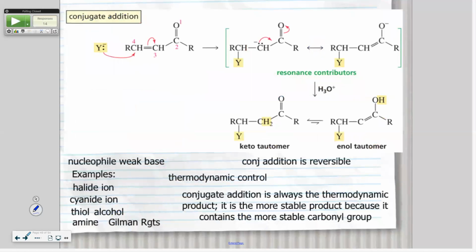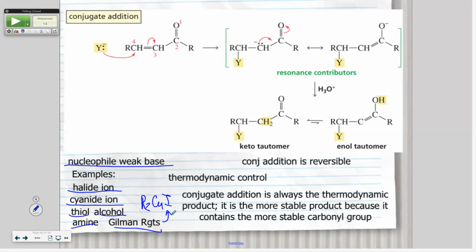Now, if you have a weaker base, examples of that are going to be halide ions, chloride, bromide, cyanide ion, that's CN minus, a thiol, an alcohol, an amine, and a Gilman reagent. Do you remember what that was? The copper thing. So it usually is R2CuLi, a Gilman reagent. Those things are going to be under thermodynamic control, and they're going to go to the beta carbon.